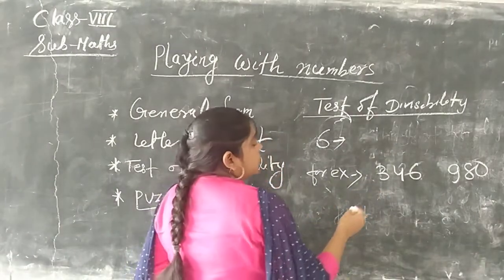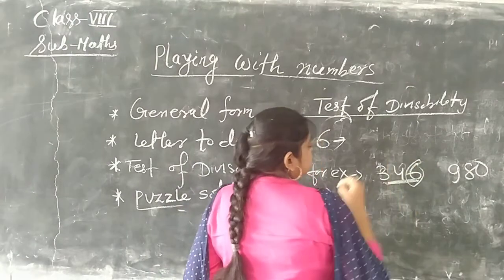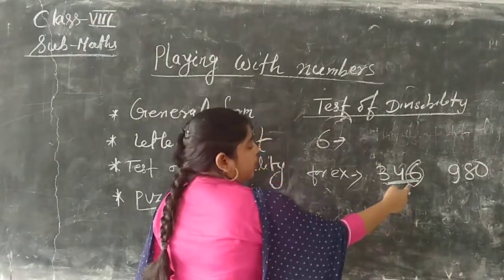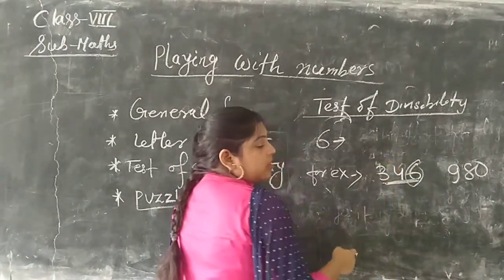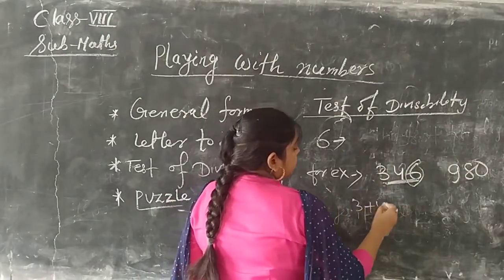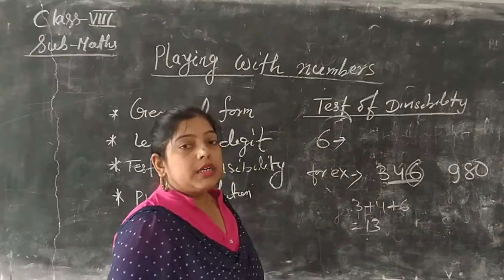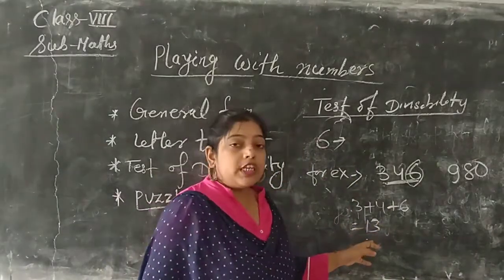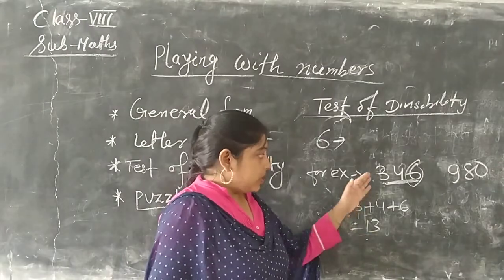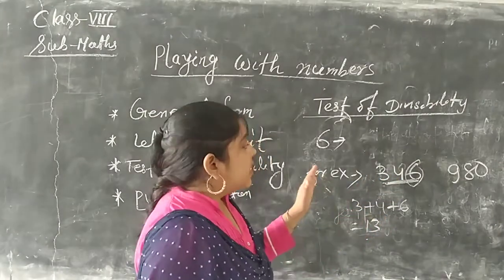How? 346 is divisible by 2. Yes, it is divisible by 2. Why? Because the last digit is 6. Next is the test of divisibility by 3. We add 3 plus 4 plus 6, that is 13. 13 is not a multiple of 3. So it is not divisible by 3. So 346 is not divisible by 6.